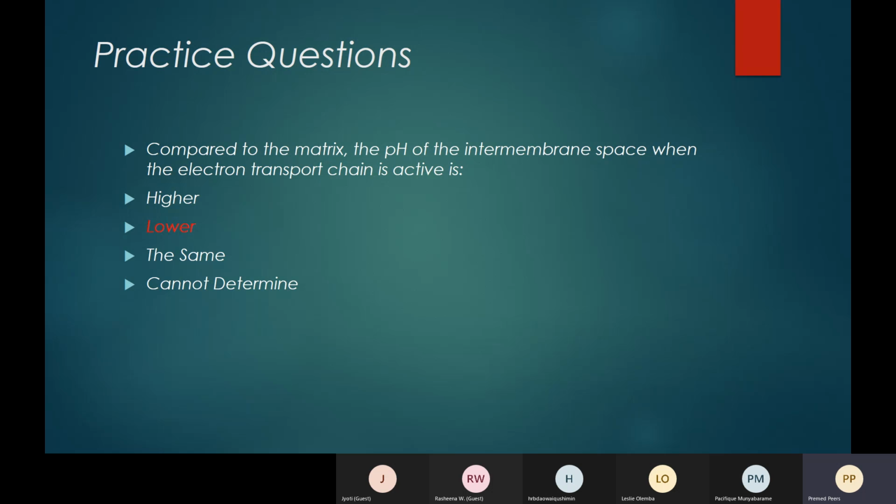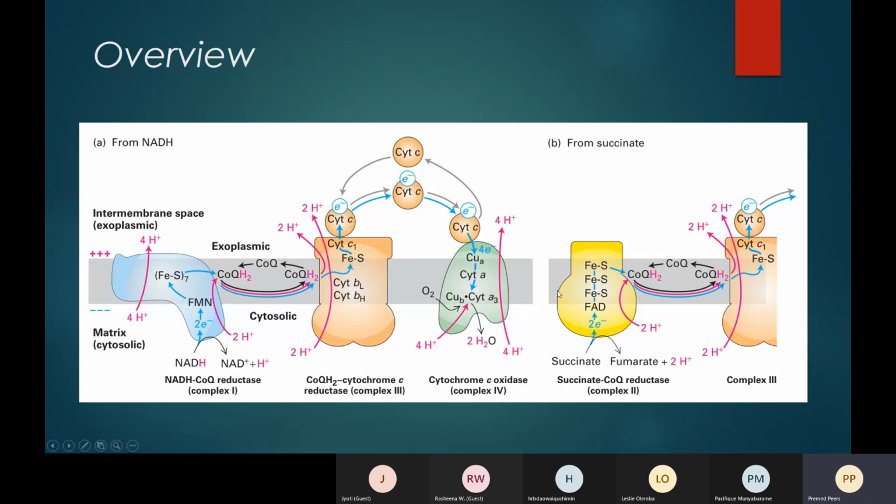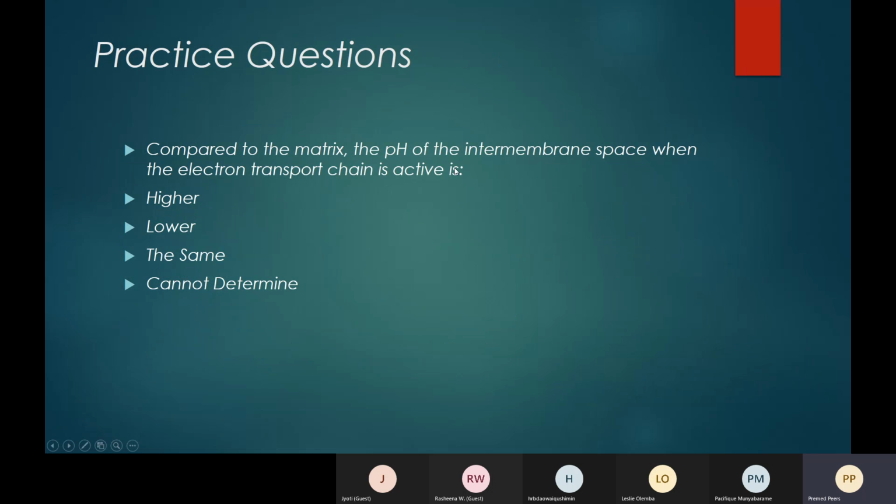So the answer is lower. This is based off of a question I saw during my MCAT practice. So look back to here at what we're doing. We're pumping the protons against the gradient. So we're creating an artificially high amount of protons here in the intermembrane space. High protons, low pH.